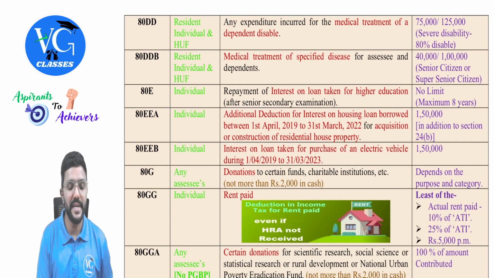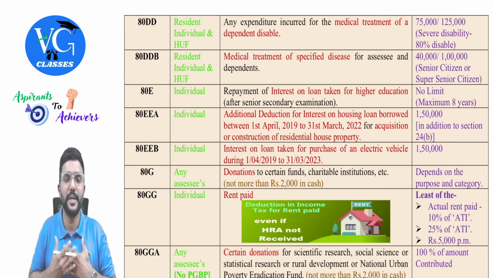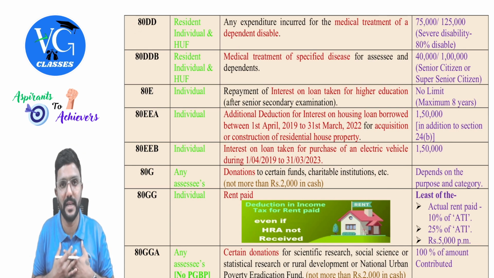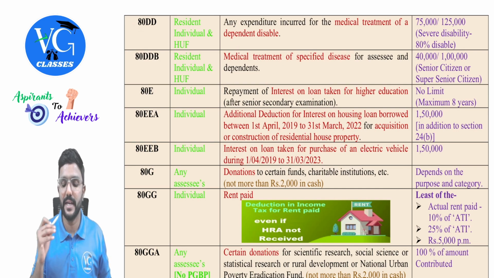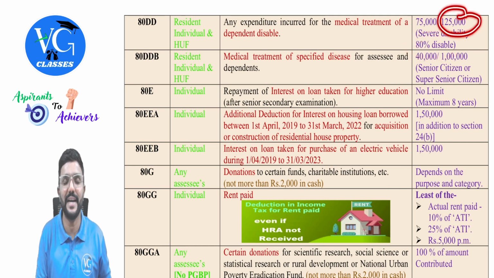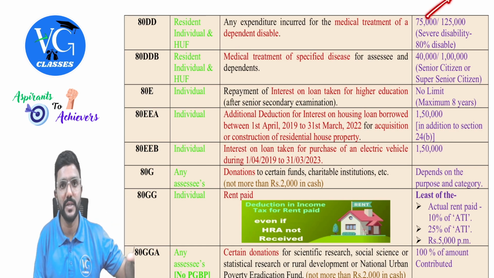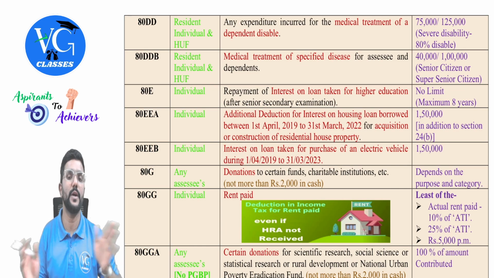Then coming to 80DD, if the assessee is taking care of a person who is dependent on the assessee and suffering from disability, then the assessee can claim a flat deduction of 75,000. And if the dependent is suffering from severe disability, that is 80% or more, then the assessee can claim a flat deduction of 1,25,000, guys. So it is 75,000 or 1,25,000, not both.